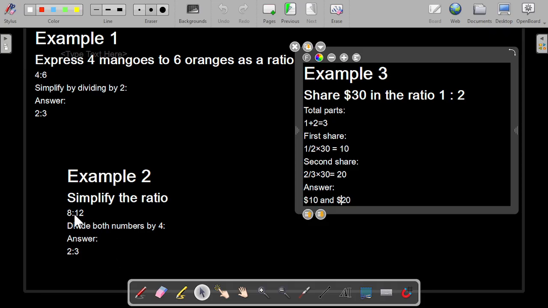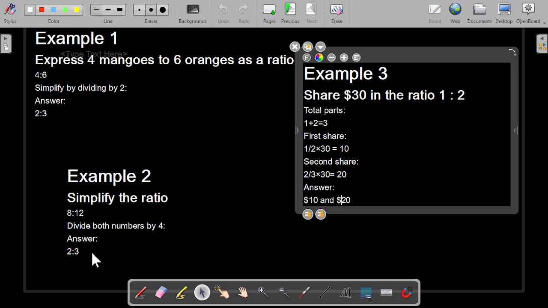If, for instance, you use 2 here, it gives you 4. You use 12 here, 2 here, it will give you 6, and again 2 will come again. So in order to avoid confusion and repetition, you just go straight to 4. Then 8 divided by 4 is 2. 12 divided by 4 will give you 3. So the answer here is 2 ratio 3.